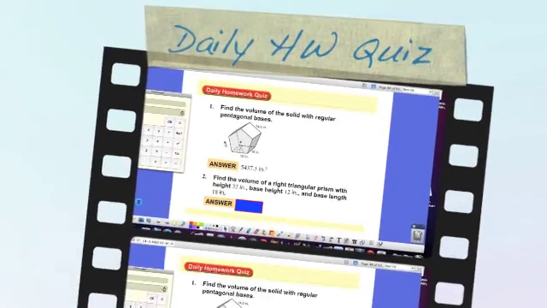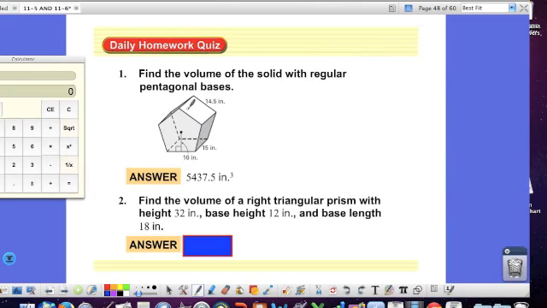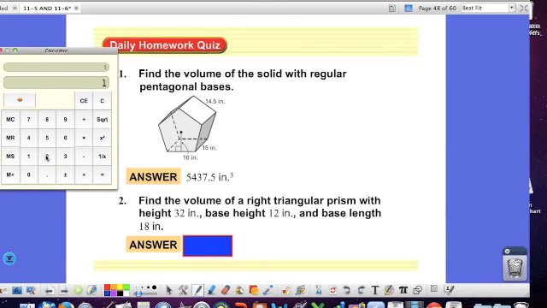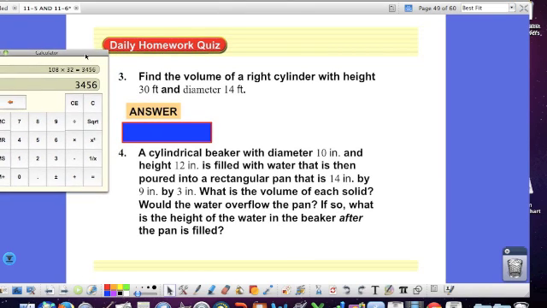And on to the daily home quiz. For number 1, we can't do that yet. We're going to come back to these. We have not learned yet how to find the volume of a pentagon. But if we want to find the volume of a right triangular prism with height of 32 inches and base height 12 inches and base length of 18, 12 times 18 is 216 divided by 2. So that's the area of the base times 32. And we get 3,456 inches cubed.